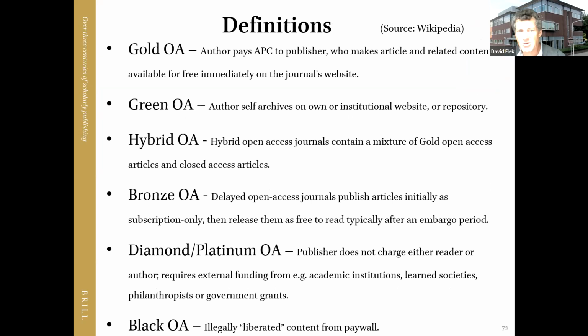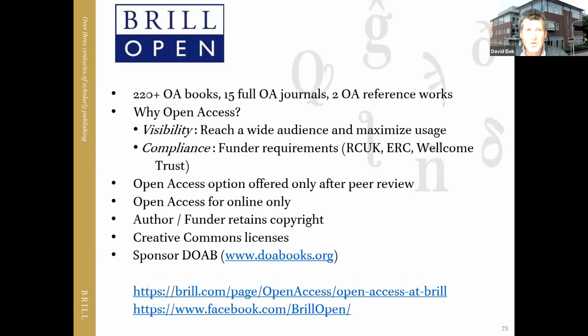There are different types of open access. Again, I won't read through all of these, but it goes from gold, green to black OA. So gold open access is where the author pays the article processing charge to a publisher who makes the article content available for free. And that could be a book or a journal article. Brill has quite a number of, and a growing number of, open access journals, open access articles and subscription journals and books. 220 plus open access books. It's now nearer 300. 15 journals which are completely open access, and 2 reference works.